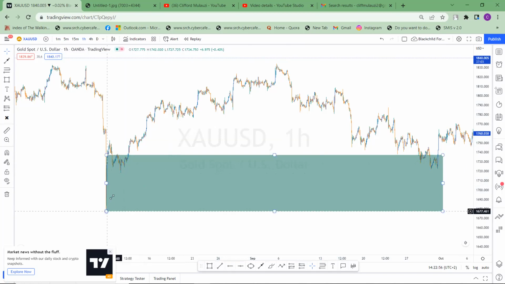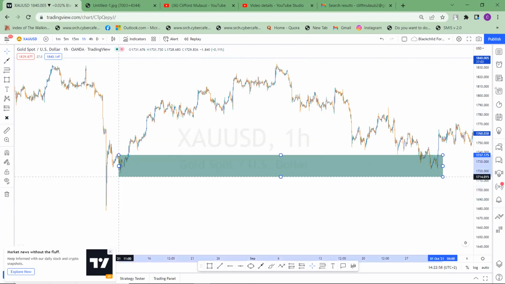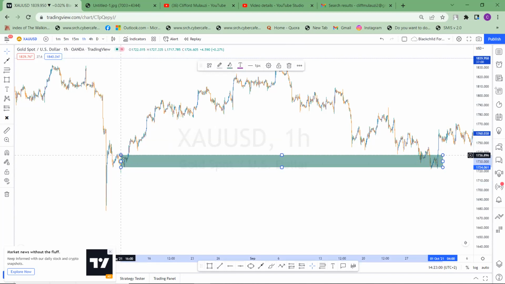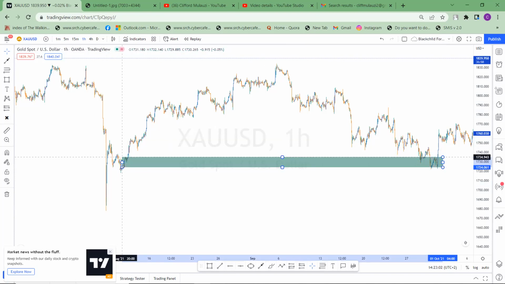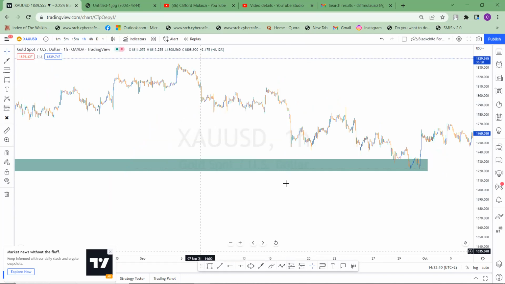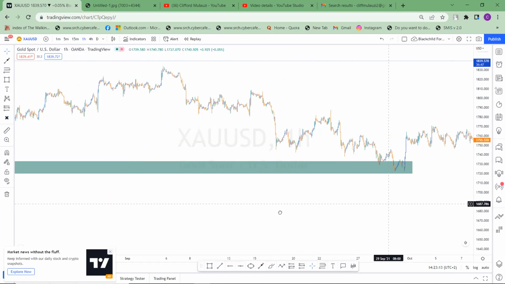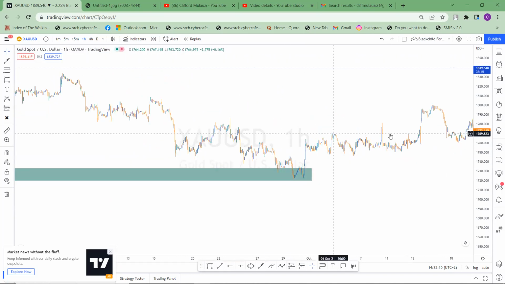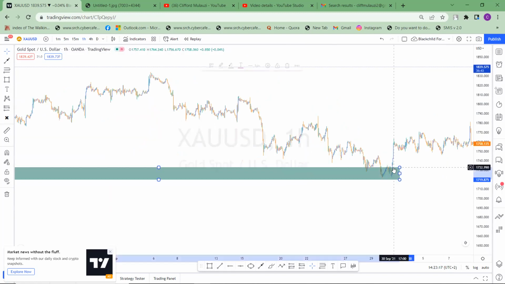As a result, I'll just refine my setup so that I can consider that as my order block. So you see what happened? Price actually came exactly into that zone. That's my order block. So I'm pretty sure I've made myself clear.